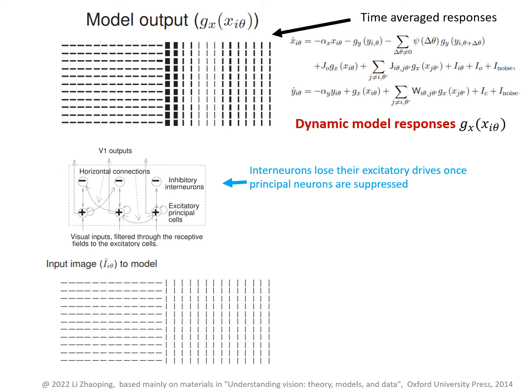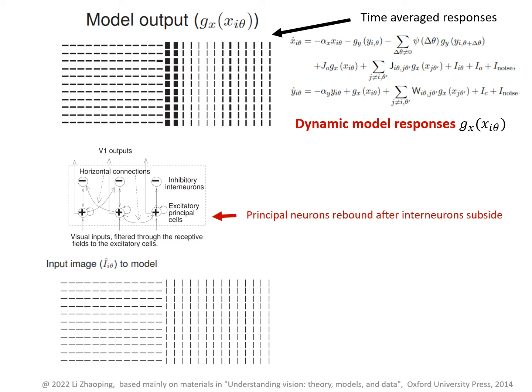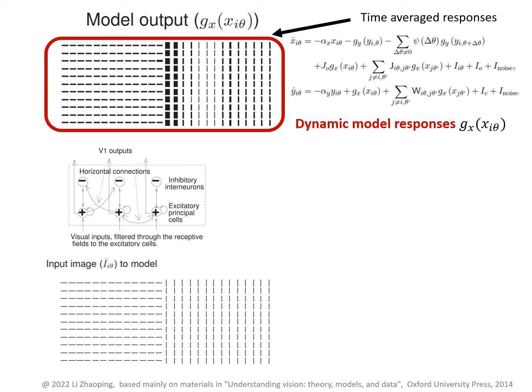Once the principal neurons are suppressed, the interneurons lose their drives. Then their activations die down. So the suppressions should also decay away. Then the principal neurons will rebound or be recharged by visual inputs for the next cycle. Oscillatory neural responses are common for textured inputs to the V1 circuit. This is also observed physiologically. Typically, we only show the temporal averages of the model behavior, omitting the temporal dynamic details.